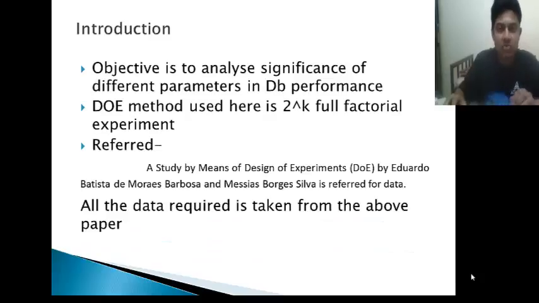Now, the objective of this study is to find out the significance of different parameters in database performance. In doing this, we use the design of experiment method, in which we use 2^k factorial experiments that are full factorial, not fractional. For this, I have referred to a chapter from a particular book, A Study by Means of Design of Experiment by Eduardo Batista de Moraes and Messias Borges Silva. And all the parameters, data, and response variables are according to a case study given in this chapter.